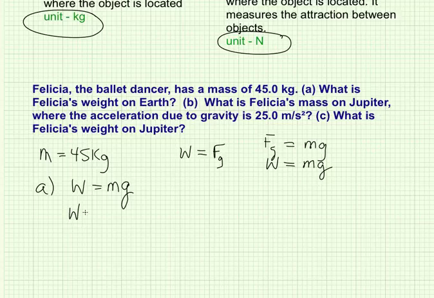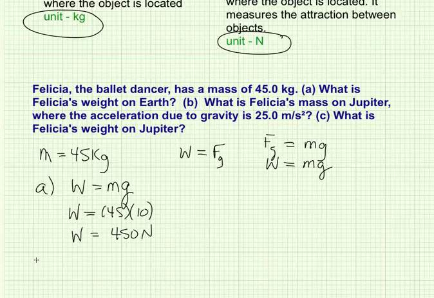Well, I'm looking for weight, which is a force. The mass of my ballet dancer is 45. What is the acceleration due to gravity on Earth? It is 10 meters per second squared. Now, I don't worry about the negative sign because I'll know when I do force diagrams that the weight is acting down. So all I have to do is multiply those two numbers, and that gives me 450. And since it's a force, that means the unit is a newton.